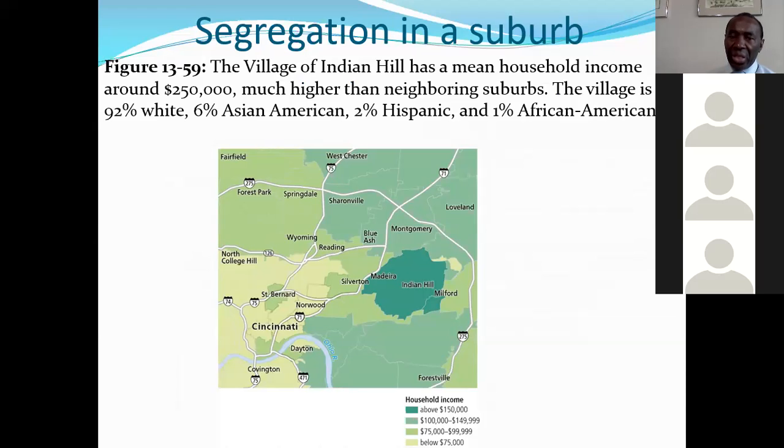The very rich live here. And in this very rich neighborhood, what do they say here? That the average income is about $250,000. Look at the demographic composition of this Indian Hill village. 92% of them are white, 6% Asian Americans. So only 8% are people of color. This is a very, very rich neighborhood. It's called a village, but ironically, it's not a village. The village of Indian Hill, the mean income is $250,000 a year. Notice how far they are from the very poor, a distance away.